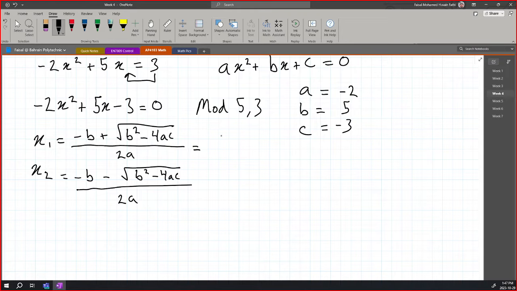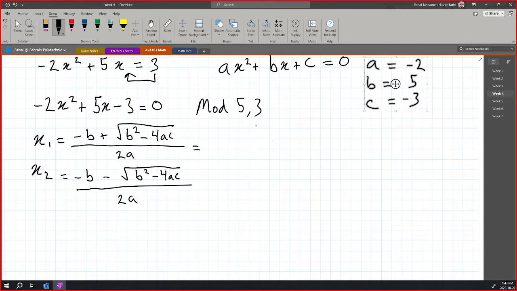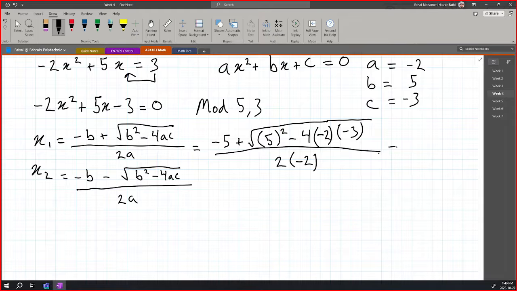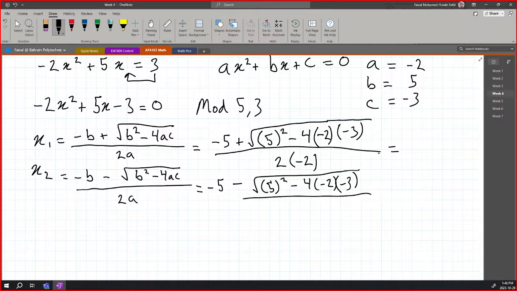So it is going to be equal to, for x1's case, minus b, which is minus 5, plus square root of b squared, which is 5 squared, minus 4 times a, which is minus 2. Don't forget the sign, minus 2. And c, which is minus 3. Divided by 2 into a, which is minus 2. Now you put this number in the calculator and it will give you an answer. For x2 it is the same: minus 5 minus square root of 5 squared minus 4 into minus 2 into minus 3, all over 2 into minus 2. Okay, then you put it in the calculator and get an answer.